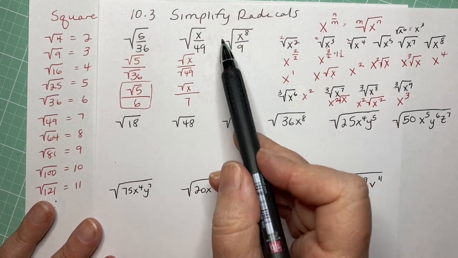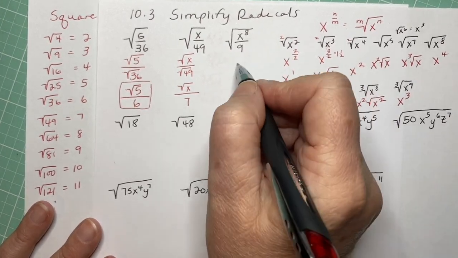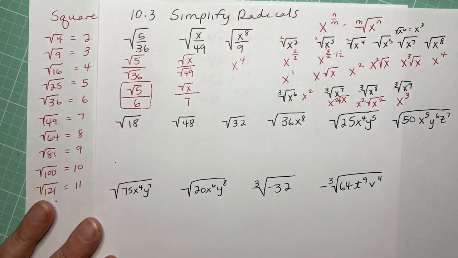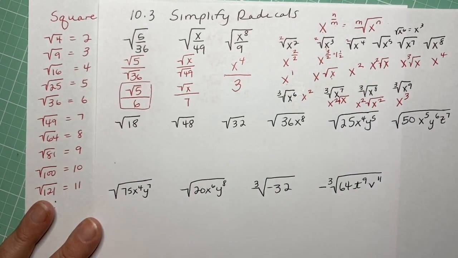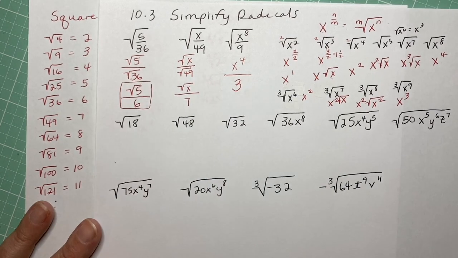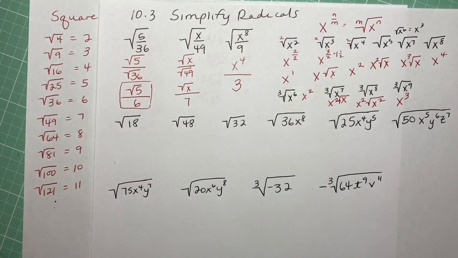So this is the same as the square root of x to the 8th, which is going to be x to the 4, because 8 divided by 2 is 4. And then the square root of 9 is 3. So like I said, you don't have to write that center step. If you don't want to, you can just square root the top and square root the bottom.